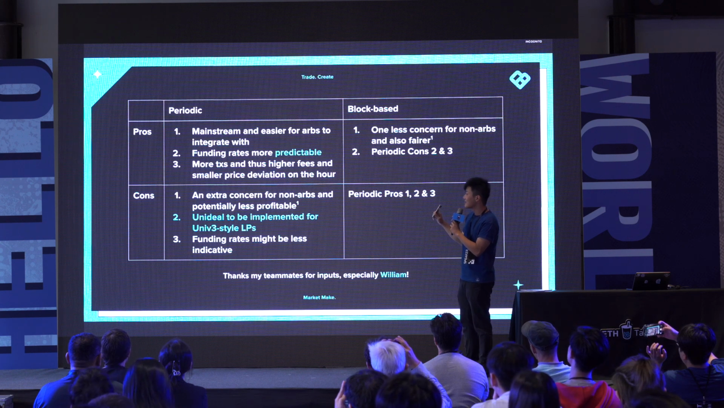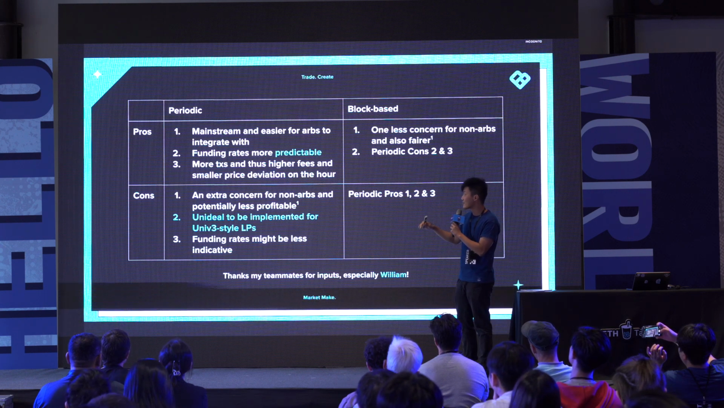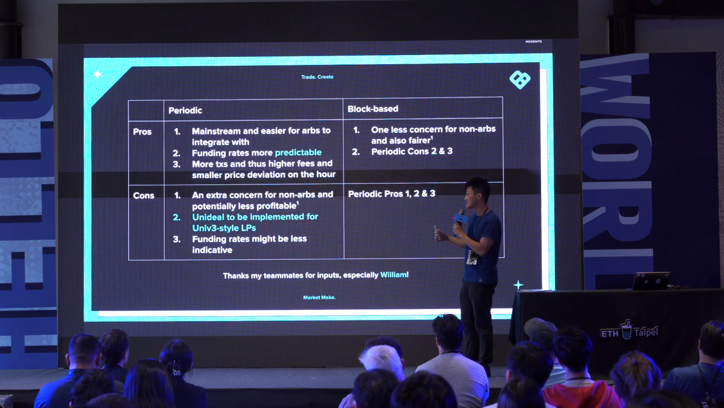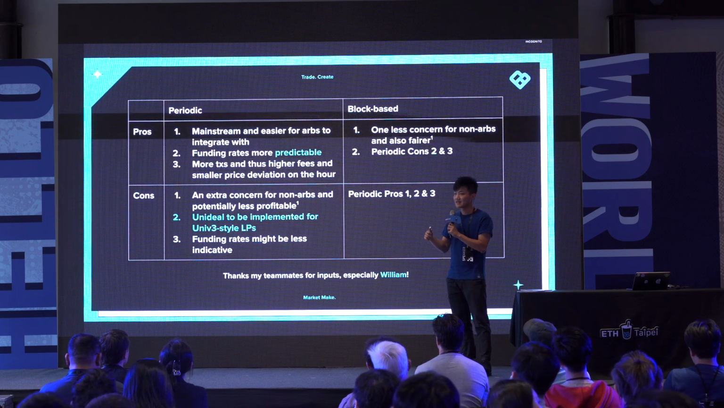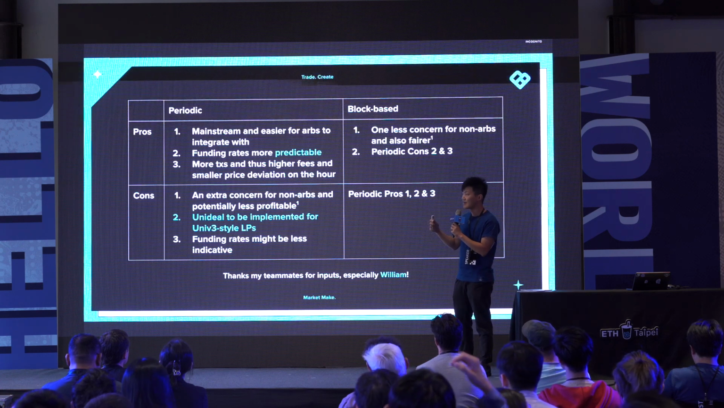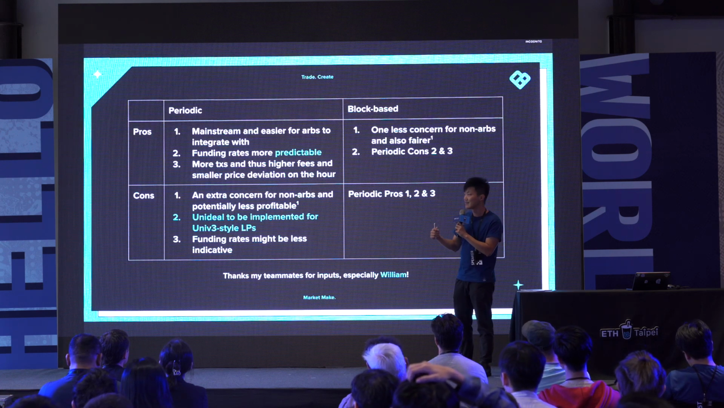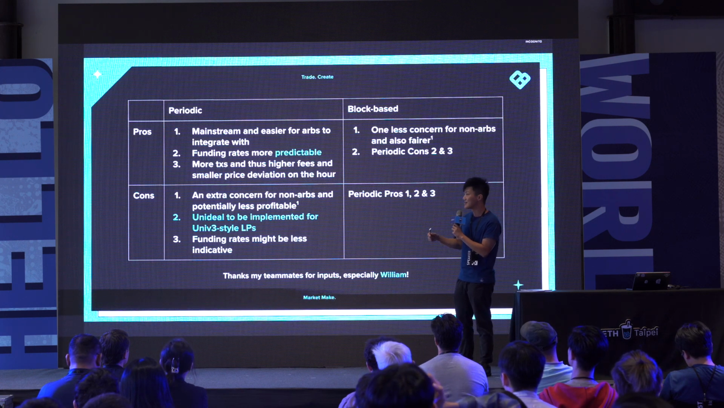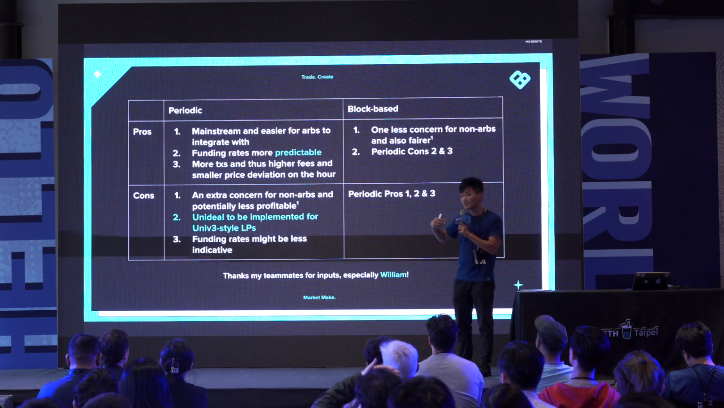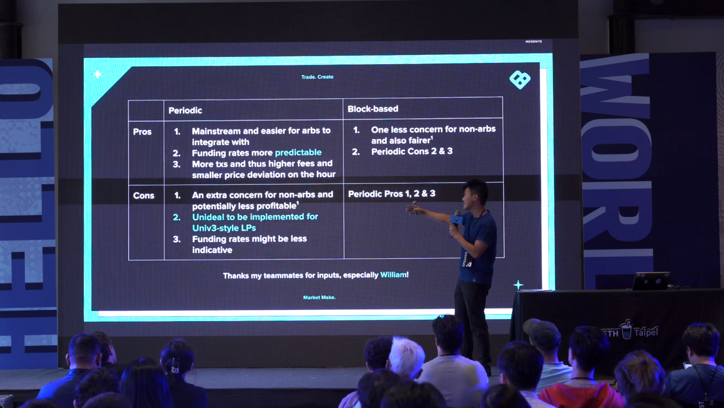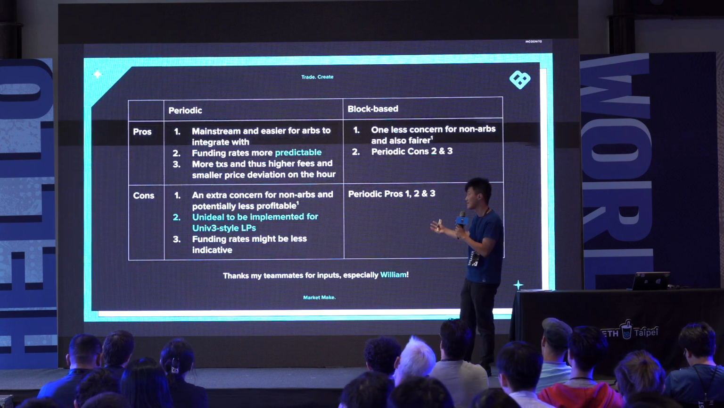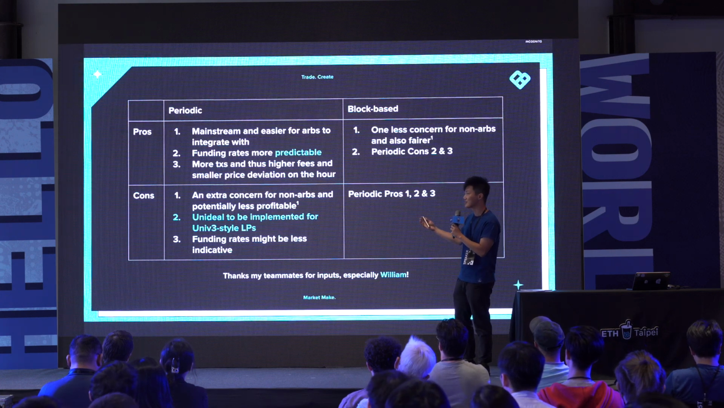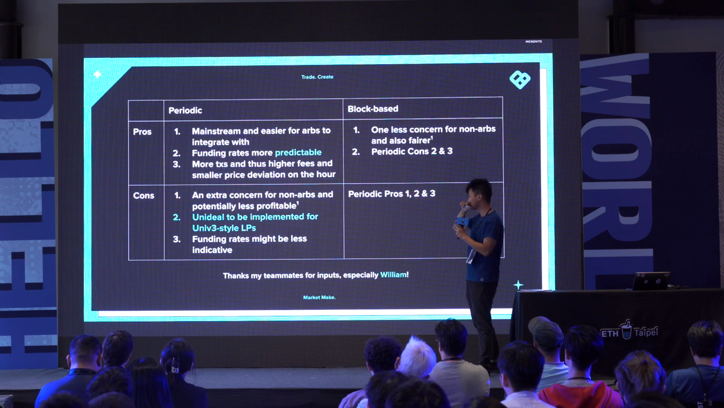Okay, so the first advantage of periodic funding is that it's the implementation of most exchanges. So it's mainstream, and that also means that if there are coders who arbitrage between different exchanges, they're most likely arbitraging between periodic funding exchanges. So it's easier for them to integrate with another periodic funding exchange than a block-based funding exchange. That is basically just the network effect of adoption.